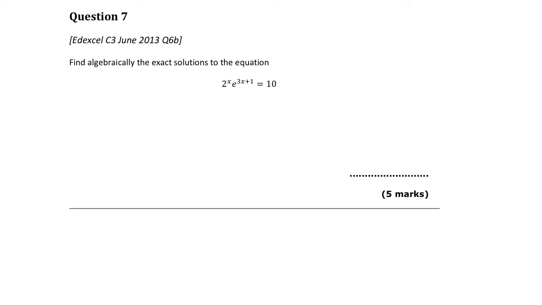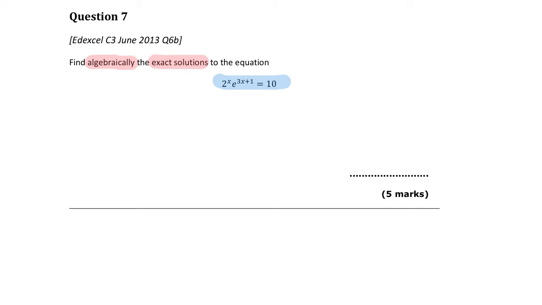Question 7. Find algebraically the exact solutions to the equation 2x times e to the power 3x plus 1 equals 10. So my key part of the question is the actual equation, and the bit that's telling me how it wants the answer is it wants it algebraically. So that means it wants me to do algebra, and it wants exact solutions. So that means not rounding my decimal at the end, so avoiding decimals. So using ln's, using pi's, using e's, stuff like that.